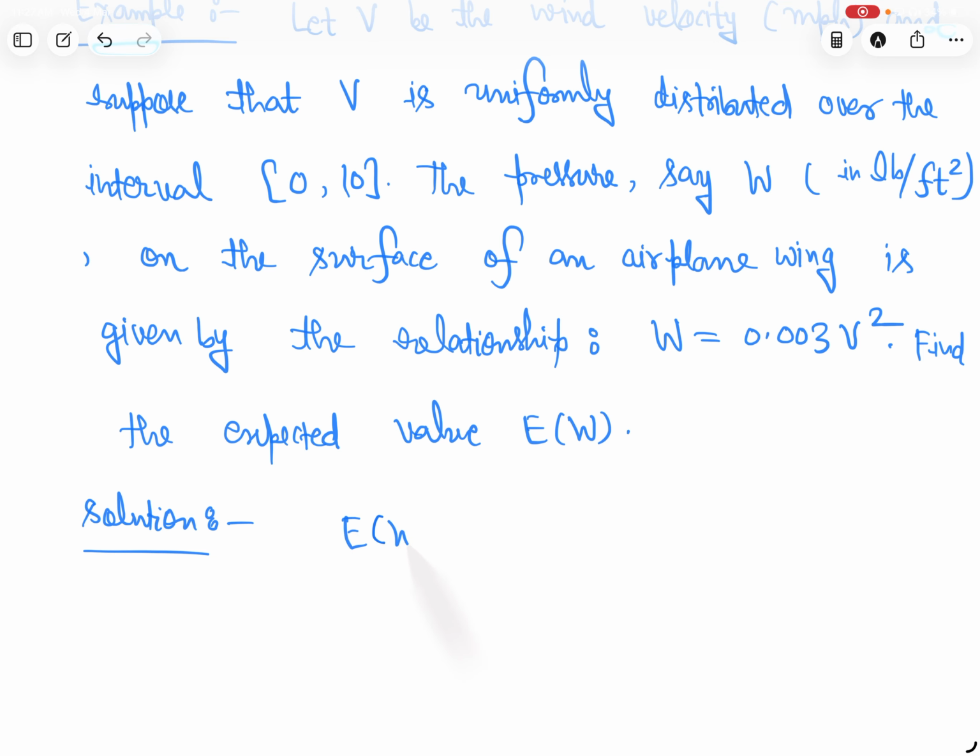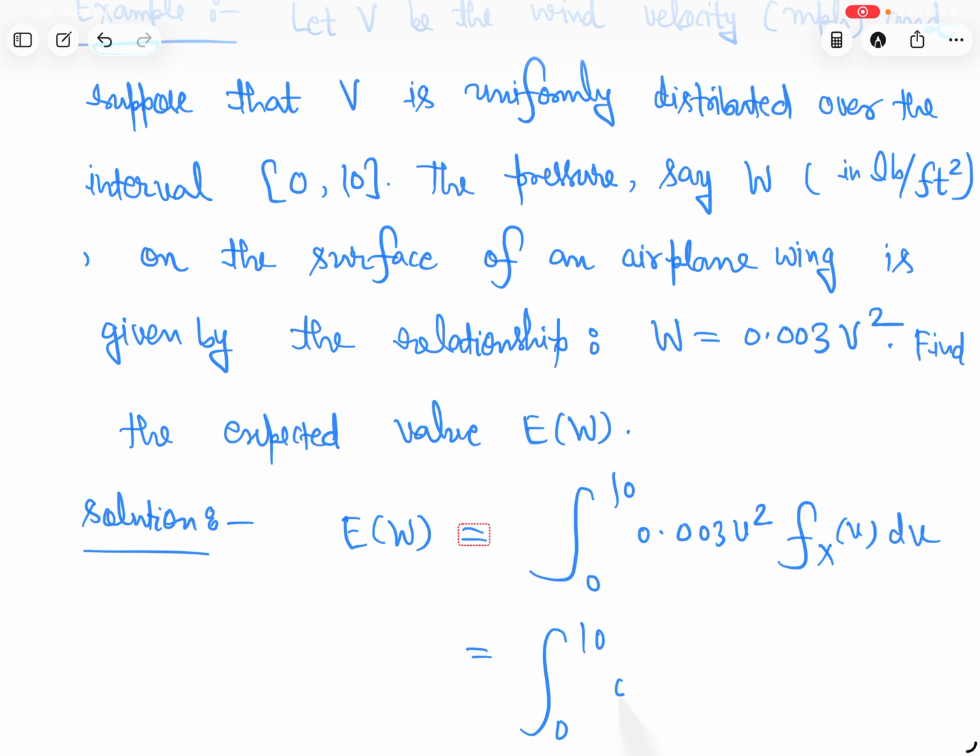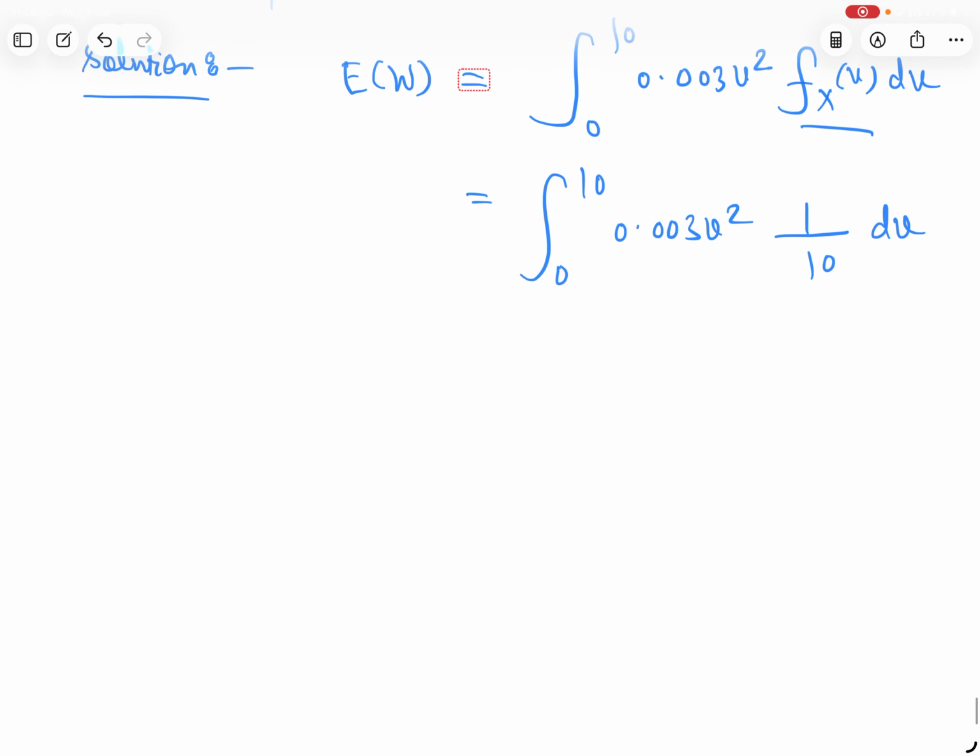So E[W], uniform distribution is given 0 to 10. Okay. So 0.003 V square. Okay. 0 to 10, 0.003 V square. So this is the value of this. What is this? 1 upon, because it is uniform, 1 upon 10 dV. So what will be this? After solving it, you will get this one. Okay.